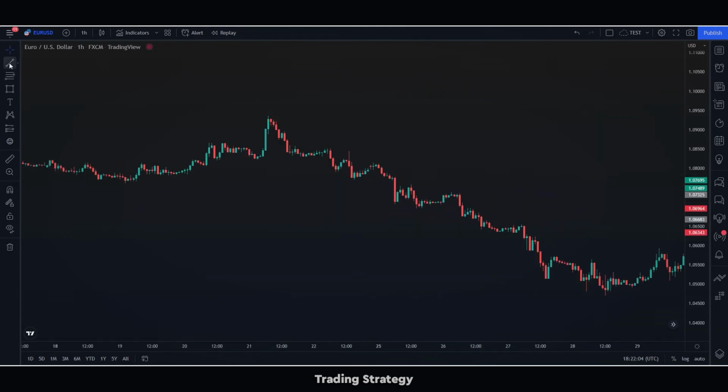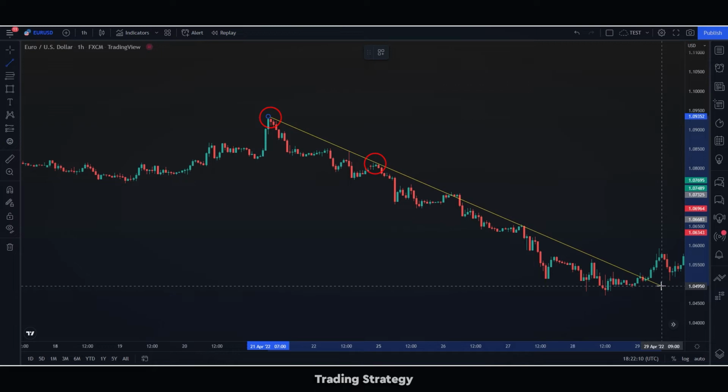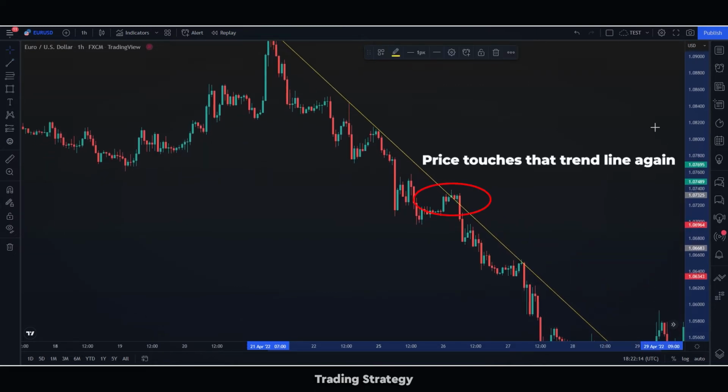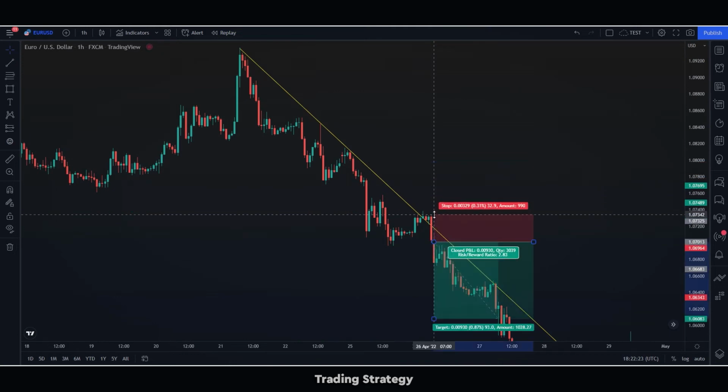In the case of a sell trade, we will look for 2 big highs getting lower and lower. We'll select the line tool and plot that trend. We will wait for the price to touch that trend line again. If it does, we will execute a sell trade. We will put our stop loss a little above this line.